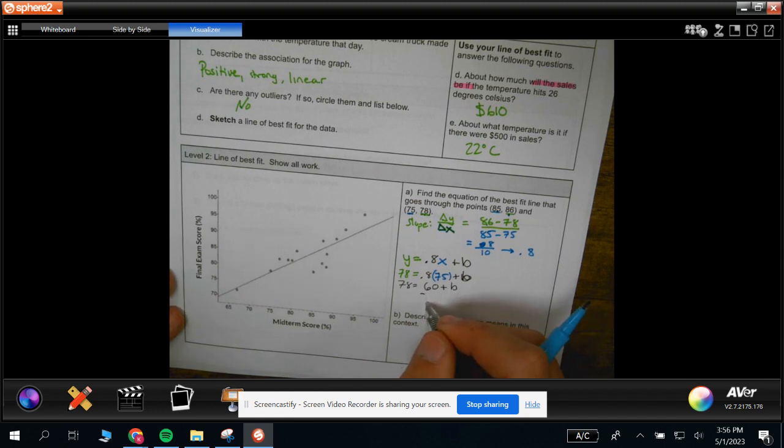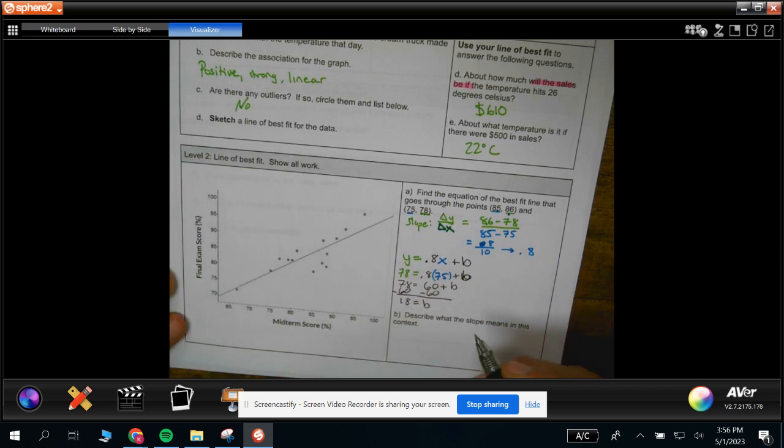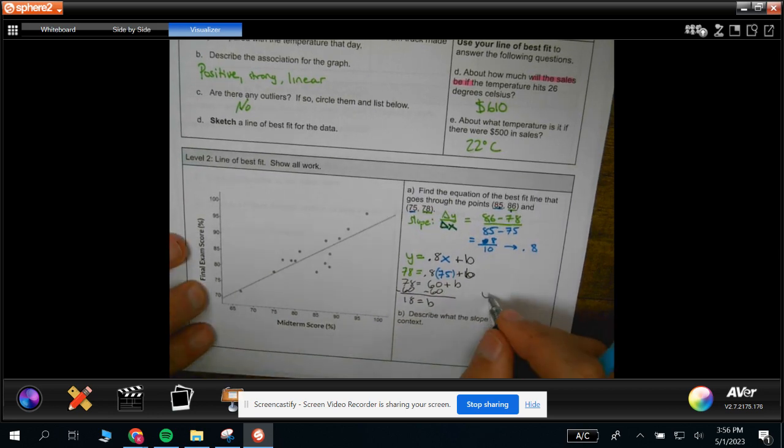Subtract 60, and you get 18 equals b. So what's my final equation? y equals my slope, 0.8x, plus my y-intercept of 18.